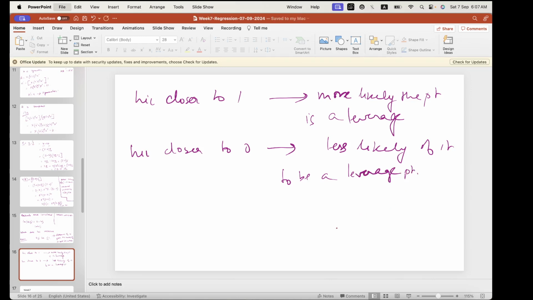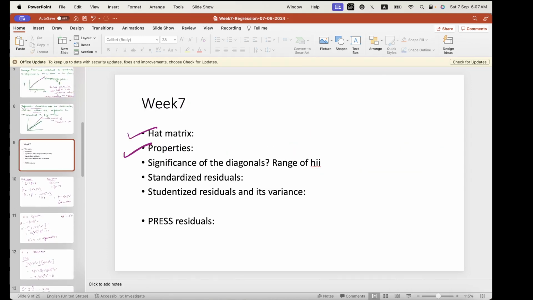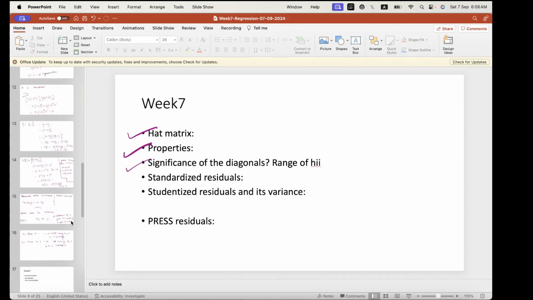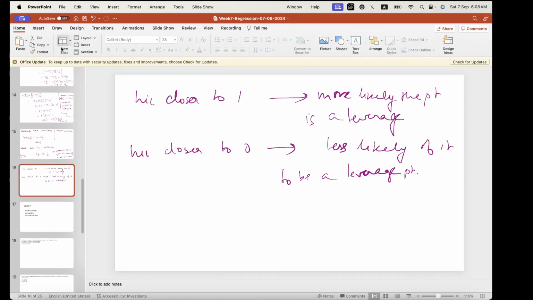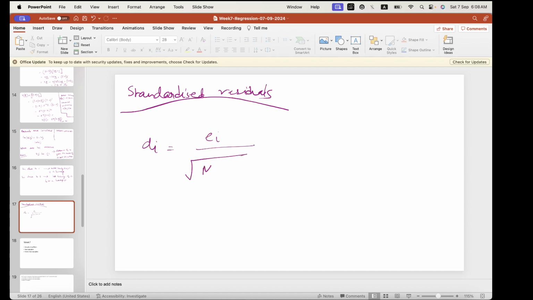Alright, fine. After this, what else did we learn about? So we learned about the hat matrix, we learned about the properties, we learned about the significance of the diagonals and the range of hᵢᵢ. The next thing that we are going to learn about is standardized, studentized and PRESS residuals. Let's just find out. So standardized residuals, usually denoted with dᵢ, is actually eᵢ by root over MS residual.